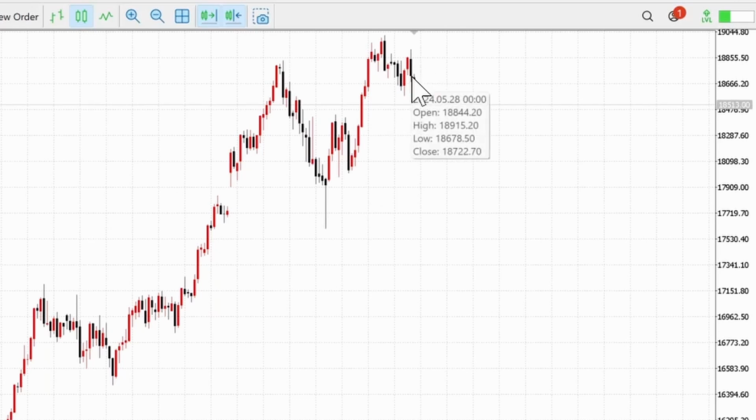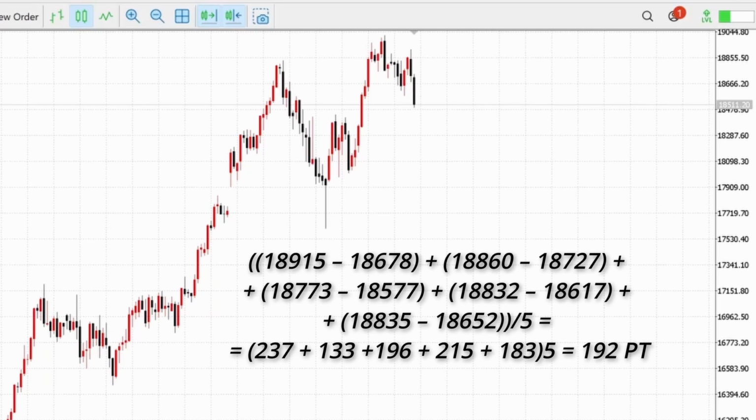First one, 18915 minus 18678, plus another candle range, 18860 minus 18727, plus another one, 18773 minus 18577, plus another one, 18832 minus 18617, and plus the last one, 18835 minus 18652, and all that number divided by 5 equals 192 points.